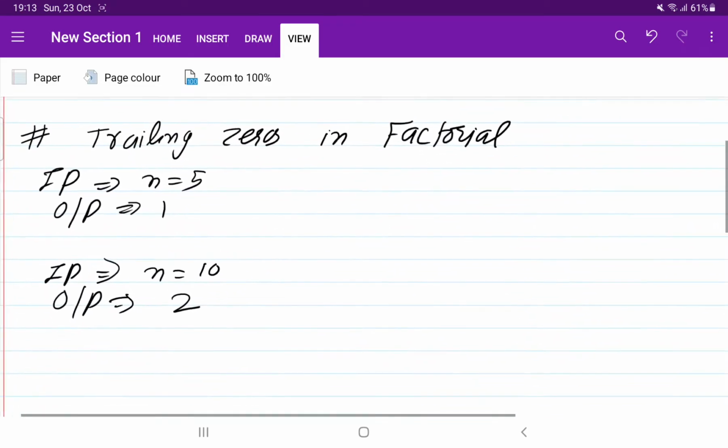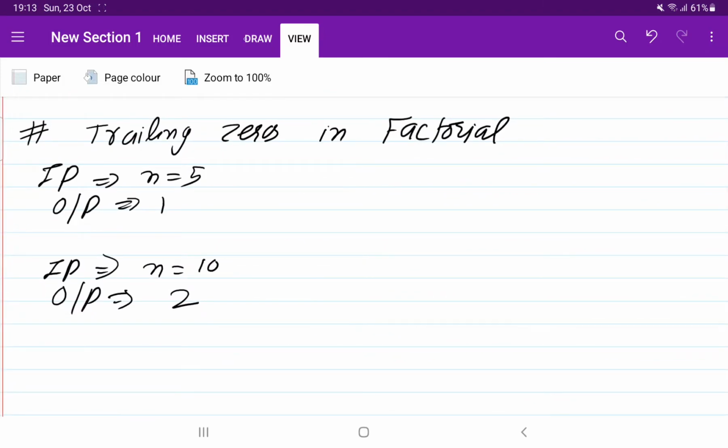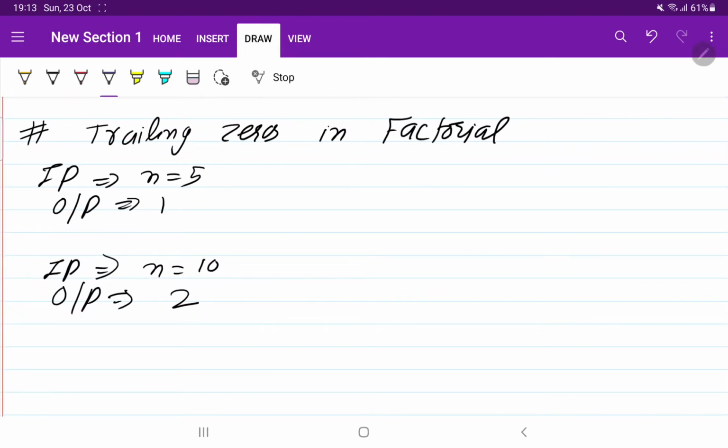The first question that we are going to discuss is trailing zeros in a factorial. Suppose the input n is equal to 5. Then you need to return the output as 1. Now you will ask how we got the output as 1. What is 5 factorial? 5 factorial is 1 into 2 into 3 into 4 into 5. If you solve it, you get 120. The question is how many zeros are at the end of 5 factorial.